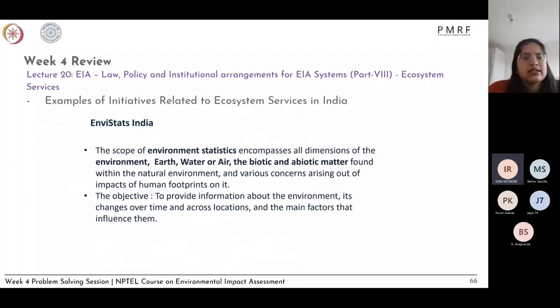And then the second initiative is the ENVStats India. So it looks at the environmental statistics dimensions of environment, earth, water, or air, and the other biotic and abiotic matter. And it looks at the various concerns arising out of the impact of human activities on it. And it provides information about these factors and changes over time, and looks at the trends and action areas and mitigation efforts to influence them.